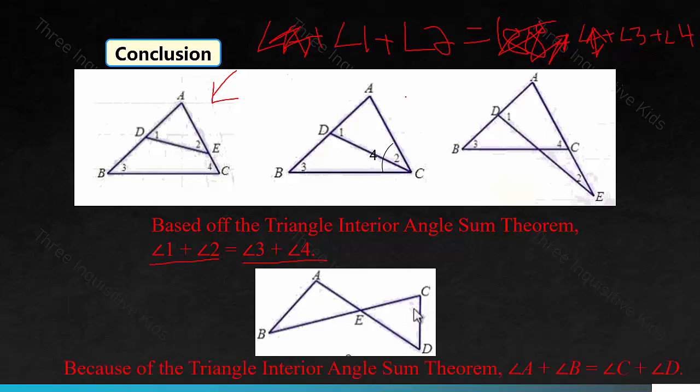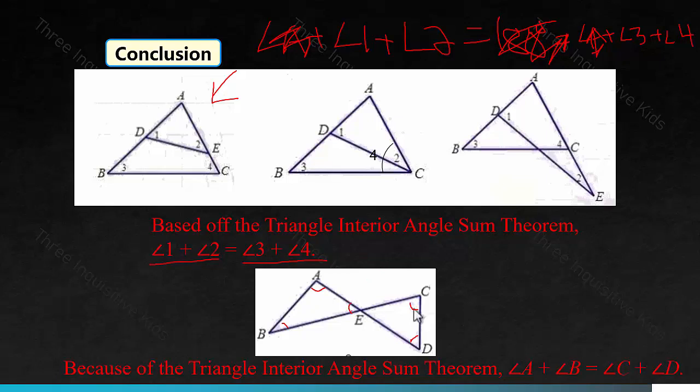Because of the triangle interior angle sum theorem, angle A plus angle B equals angle C plus angle D. Here we have angle A plus angle B, which equals angle C plus angle D. If you think about it, it makes sense. We can see two triangles over here, triangle ABE and triangle CED.